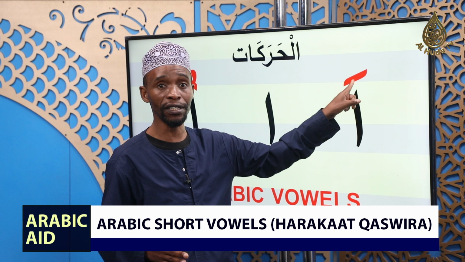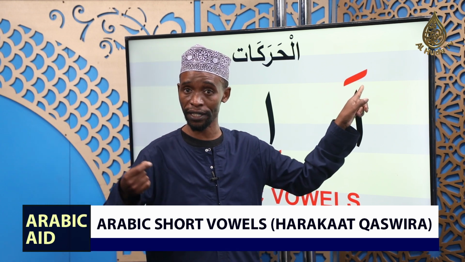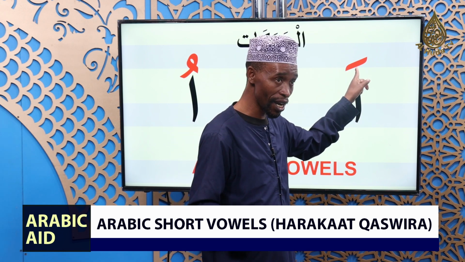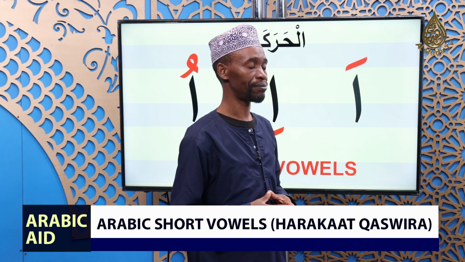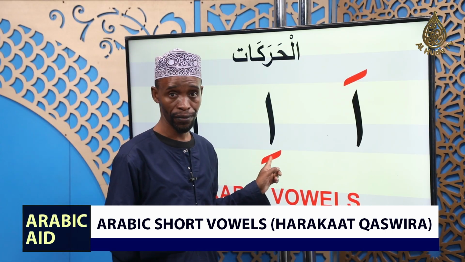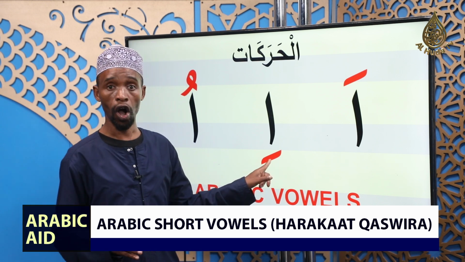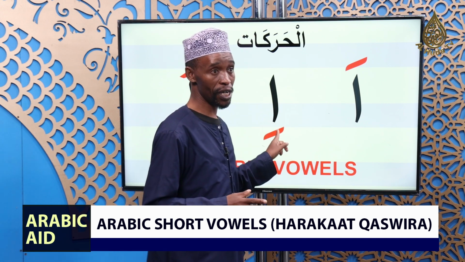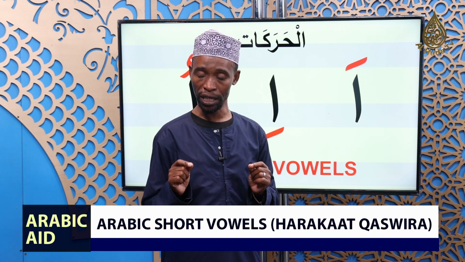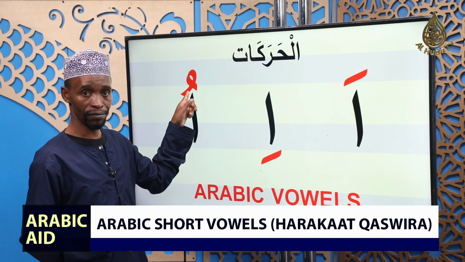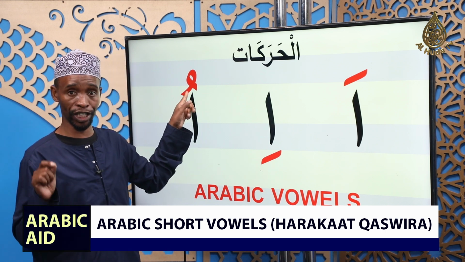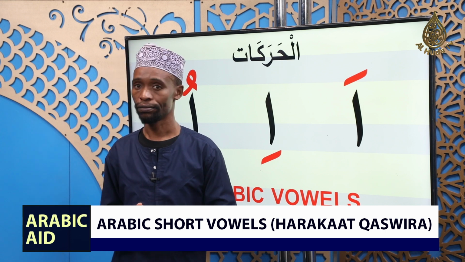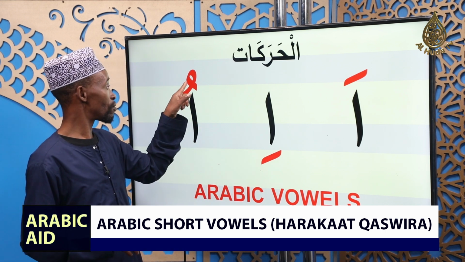Fatha always sits on top of a letter to indicate sound A. So on the screen, alif with fatha is read as A. Kasra always sits at the bottom of the letter to indicate sound E. Alif with kasra is read as E. Dhamma always sits on top of the letter to indicate sound U. Alif with dhamma is read as U.